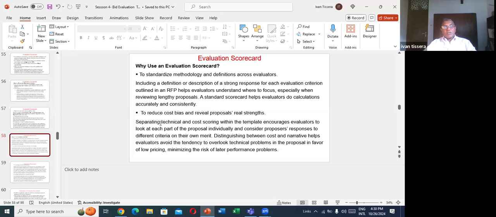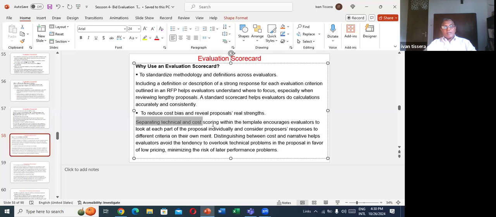Separating technical and cost scoring. Always we do that. We separate technical and price separately. Within the template, it encourages evaluators to look at each part of the proposal individually and consider proposers' responses to different criteria on their own merit. Distinguishing between cost and narrative helps evaluators to avoid the tendency to overlook technical problems in the proposal, right?